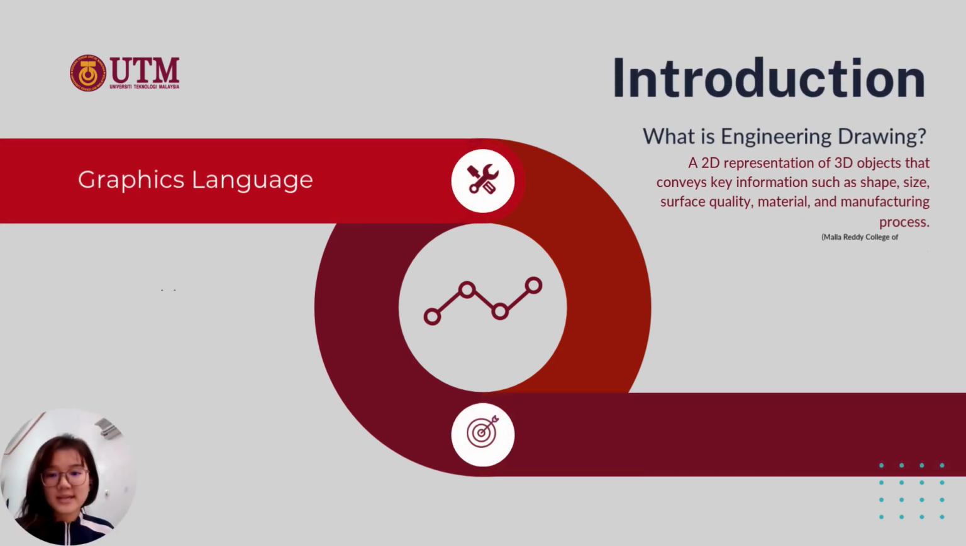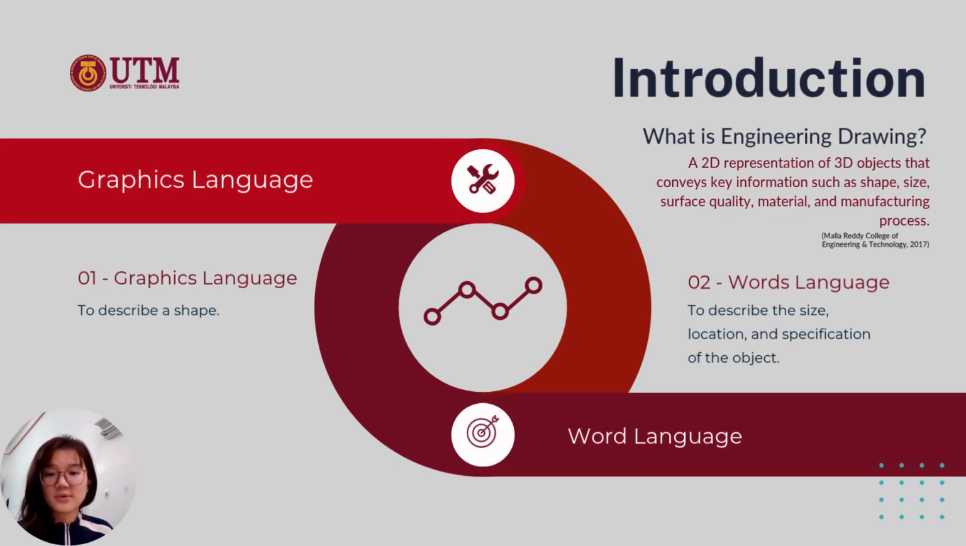I'm Chingyue and I would like to introduce what engineering drawing is. Engineering drawing is a 2D representation of a 3D object that conveys key information such as shape, size, surface quality, material, and manufacturing process. The two keywords in engineering drawings are graphic language and word language.